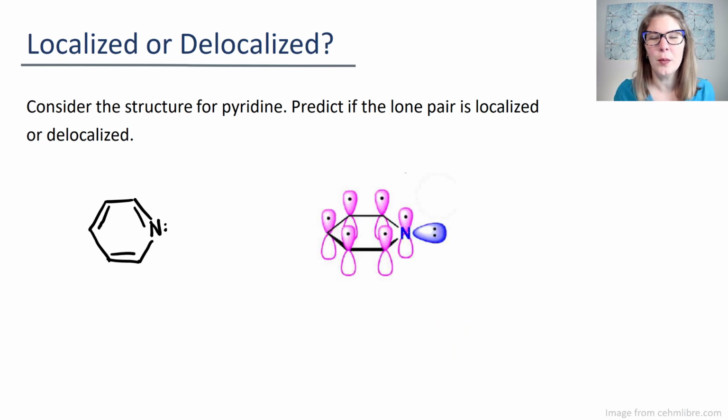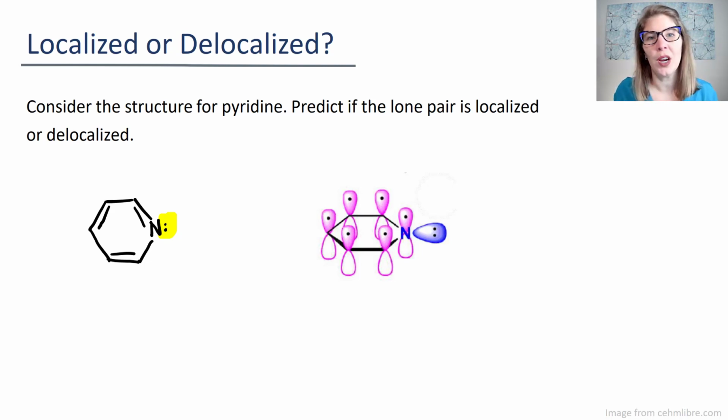I have one more question that I want to work on. And this one, I drew the structure on the left for a molecule called pyridine. And I want to look at the lone pair on the nitrogen and try to determine if that lone pair is one that is localized. So does it live on the nitrogen? Or is it delocalized, meaning is it shared throughout the entire ring?